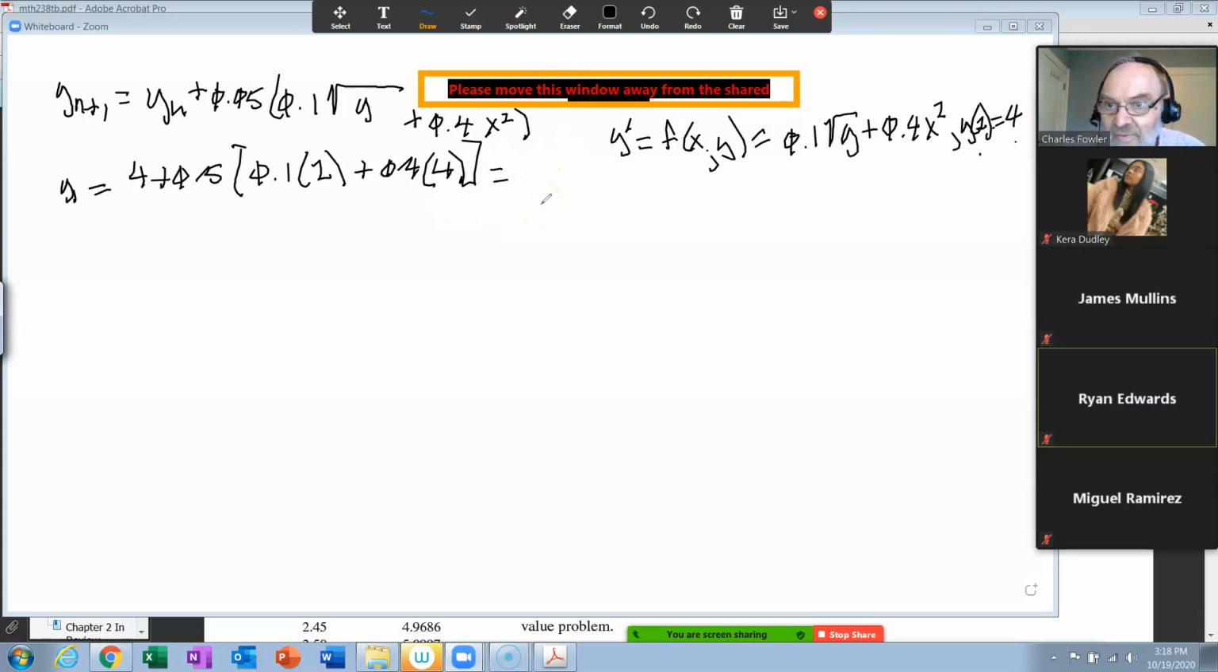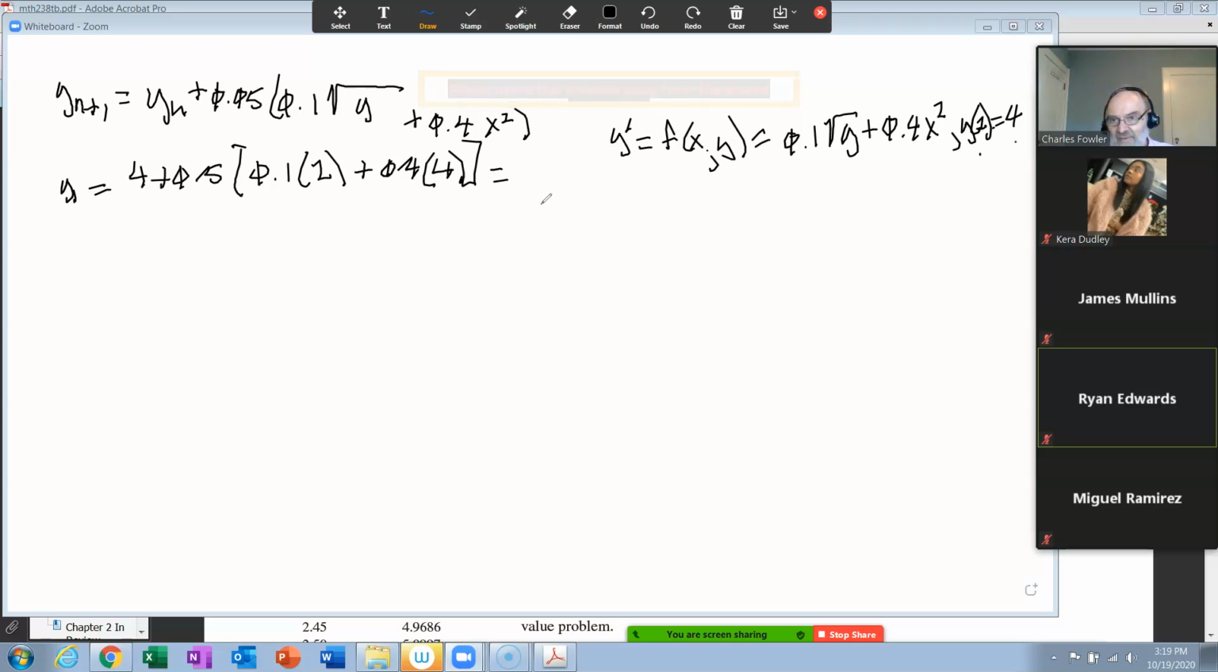Now I can do, well, let me use it on the calculator. Okay, I don't need it on this one. That's 4 plus 0.05. That didn't write too well, did it? I didn't realize that. 0.05. Okay.